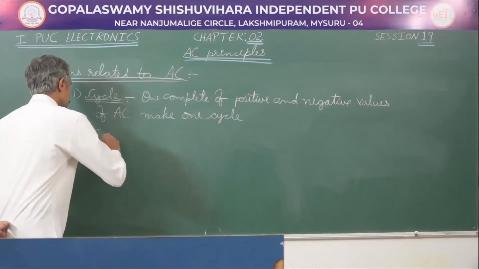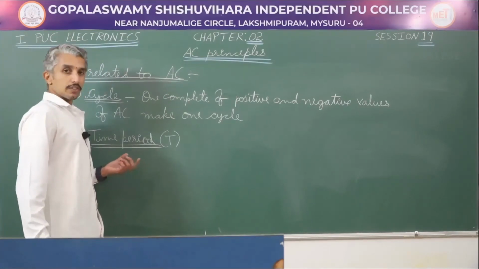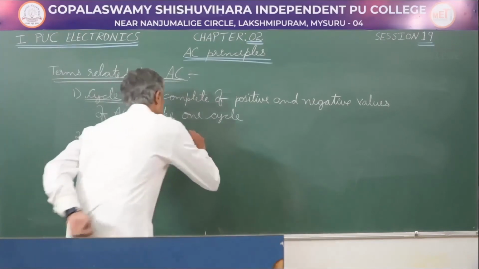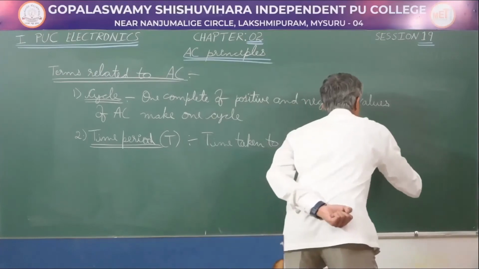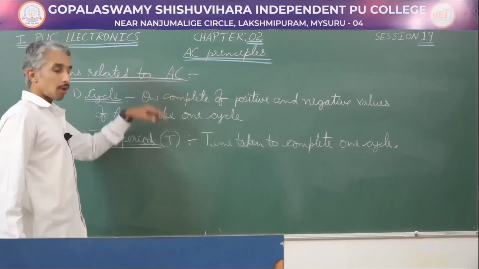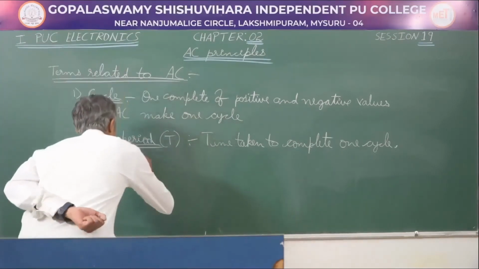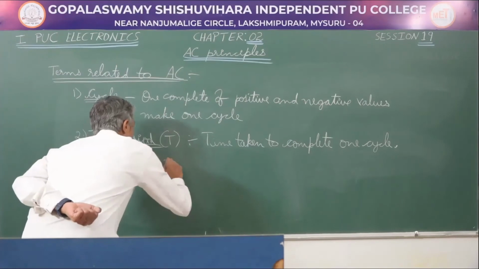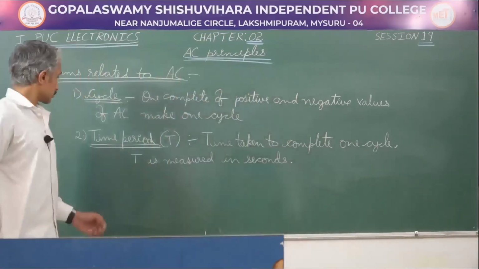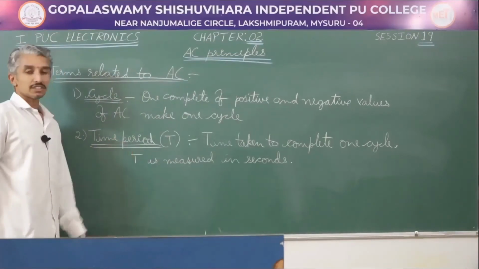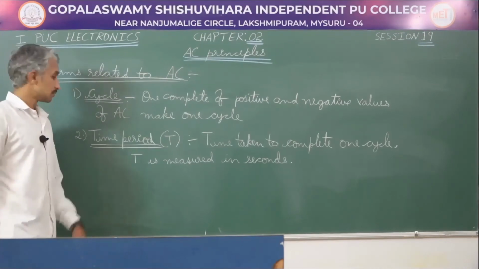Next, time period. We have learned this even in our circular motion. The same definition is applicable even here. Time period is the time taken to complete one cycle. So, the time taken to complete one positive and one negative cycle is called the time period, and it is measured in seconds. The SI unit for measuring time period is seconds. We have learnt about the SI units in our chapter units and measurements.